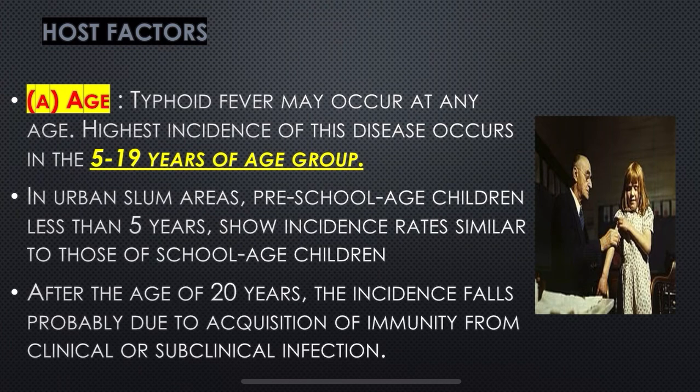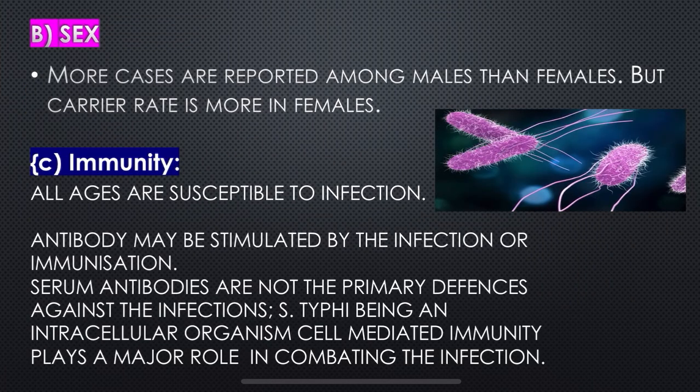After the age of 20 years, the incidence falls, probably due to acquisition of immunity from clinical or subclinical infection. So once the patient is past the age of 20 years, the incidence of typhoid fever decreases because of acquired immunity from other clinical or subclinical infections. Is it clear? Then we move further to the sex. More cases are reported among males compared to females.